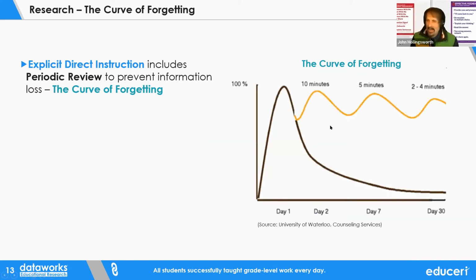Now, a minute ago, a teacher got up and talked about practicing again tomorrow and repeating something. So this is the research on that. We talked about 16 to 24 repetitions, pair share, whiteboards. That's called mass practice, compressed practice during the teaching. We also need what's called distributed practice or periodic review. And this is the research from the University of Waterloo.